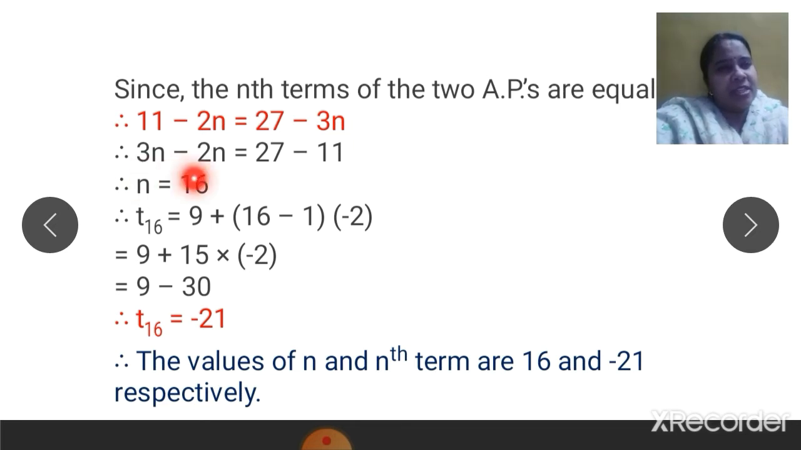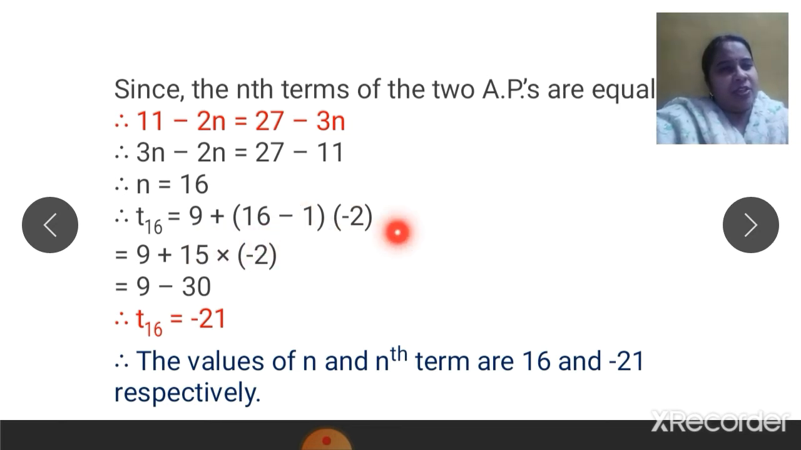So if n is 16, I need to find out the nth term. It means that I need to find out T16. From where do I get this? I want the value of the nth term. Correct? And n is 16. So I need to find out T16. Correct? So substitute. A is how much? 9. 16 minus 1. D was minus 2.